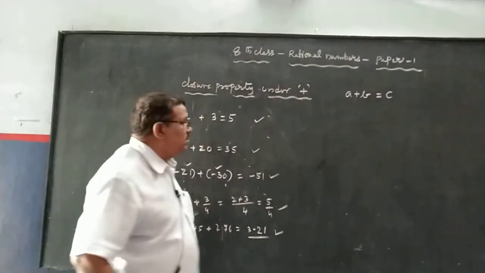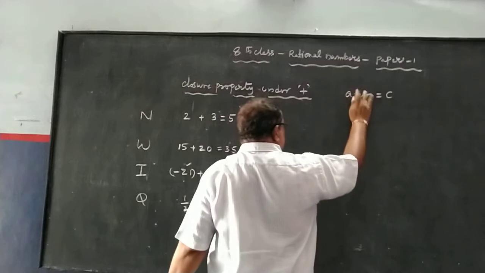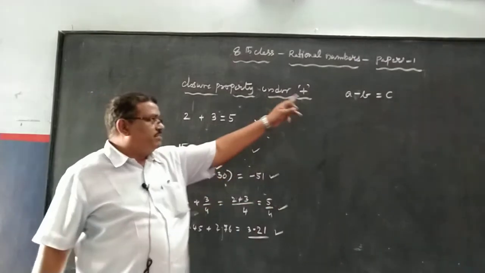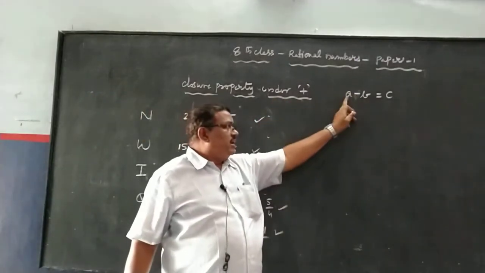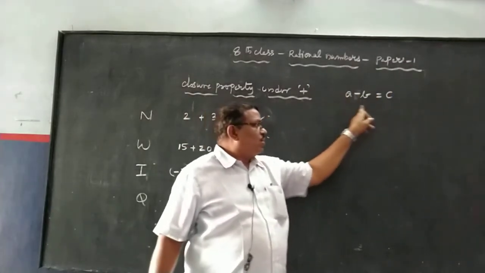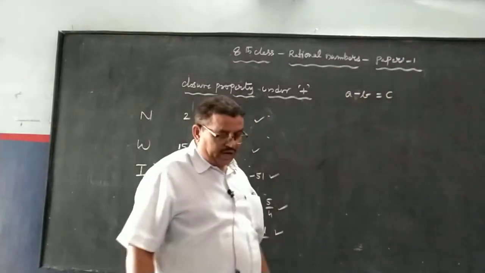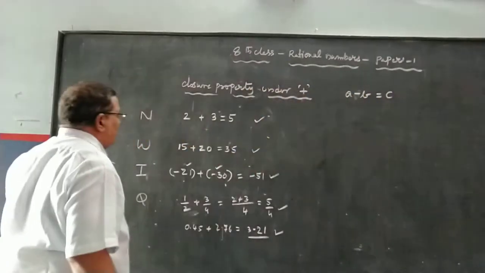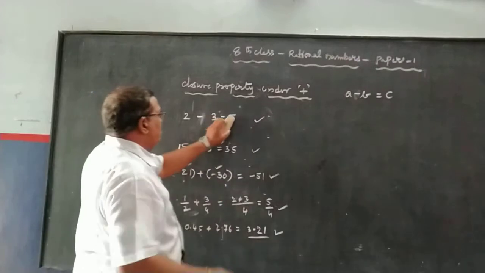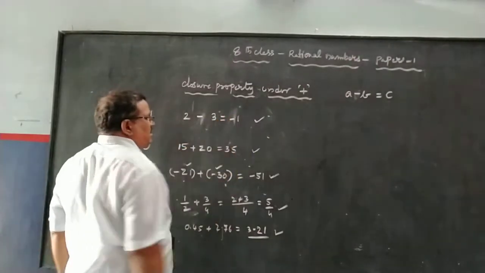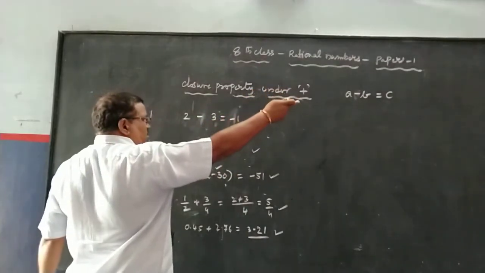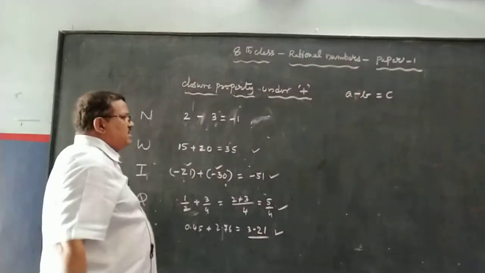Now we are discussing closure property under subtraction. It is the same, differing only by the negative sign. So if a minus b is equal to c, where a is a number and b is a number, the difference of them is another number, such a property is said to be closure property under subtraction. Okay, let us see these examples. Here 2 is a natural number, 3 is a natural number. 2 minus 3, you get minus 1. In this example, natural numbers do not satisfy the closure property under subtraction.